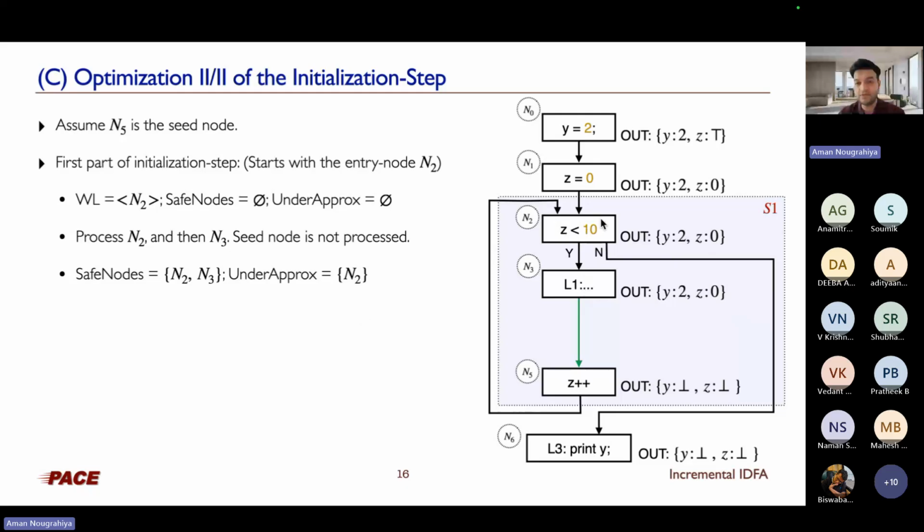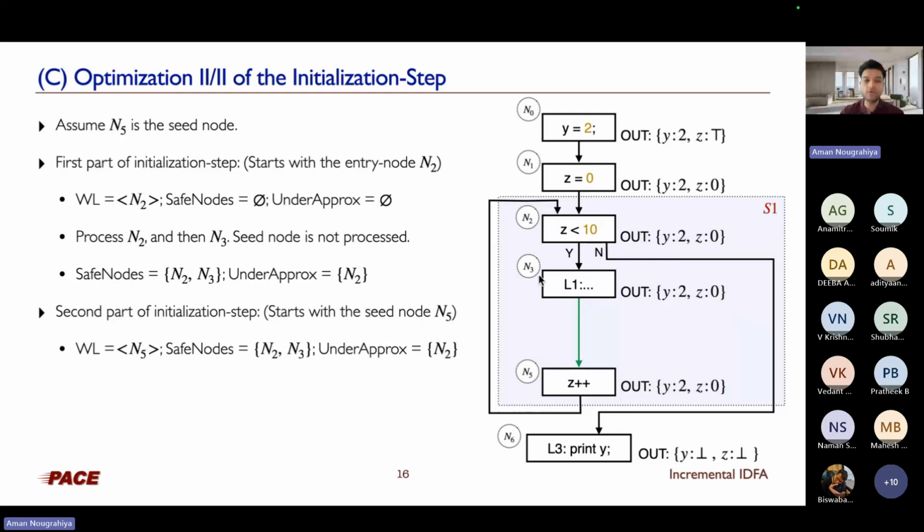Then after processing this, I'll go to the second phase in which I'll process N5, and I will reach the value Y is 2 and Z is 0. This will lead in general to a quicker termination of the initialization step, or not just the initialization step, but the overall stabilization process. Because instead of starting with Y as top and Z as top, I'm starting with Y as 2 and Z as 0, which is much closer to the actual solution.